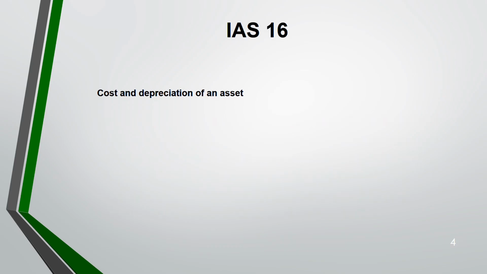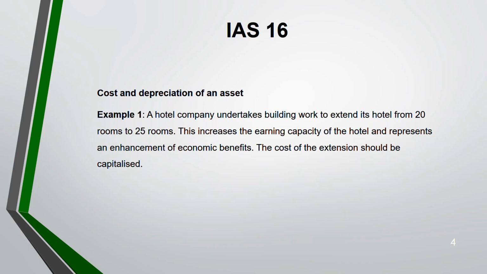Now, example 1. A hotel company is undertaking building work to extend its hotel from 20 rooms to 25 rooms. So this is increasing their earning capacity of the hotel. Okay, which means it is representing an enhancement of the economic benefit. Therefore, this cost of extension you have to capitalize. Very important in IAS 16, what to capitalize and what not to capitalize.